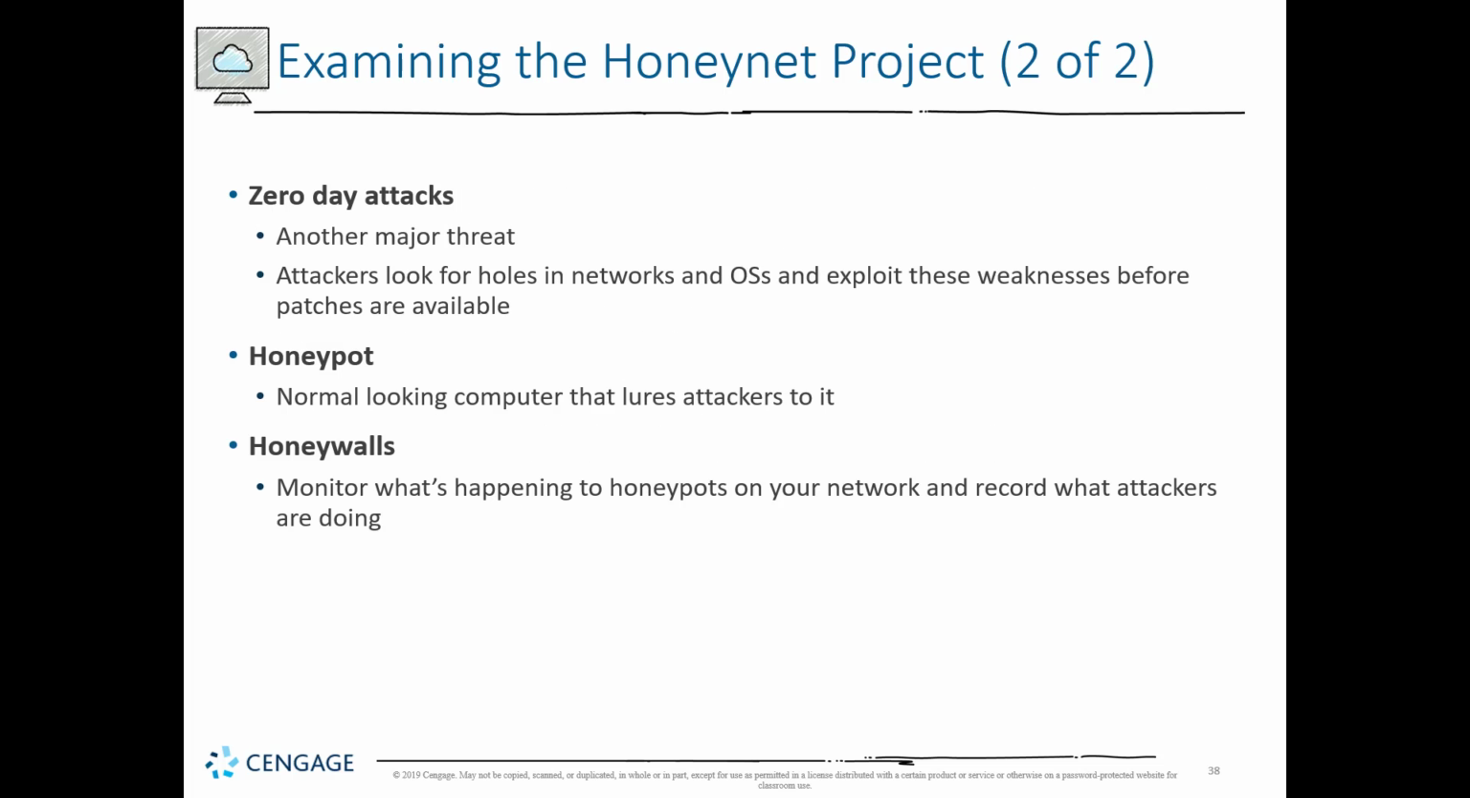Some other common types of attacks are things like a zero-day attack. A zero-day attack is an attack that is unknown, and it's really hard to combat because it's unknown. Only after it's been found or used do people start realizing what it is and how to protect against it. So those are actually really dangerous. And again, a honeypot looks like a regular network luring in a potential attacker. That way you can capture what they are doing. A honey wall is monitoring what's happening inside the honeypots.